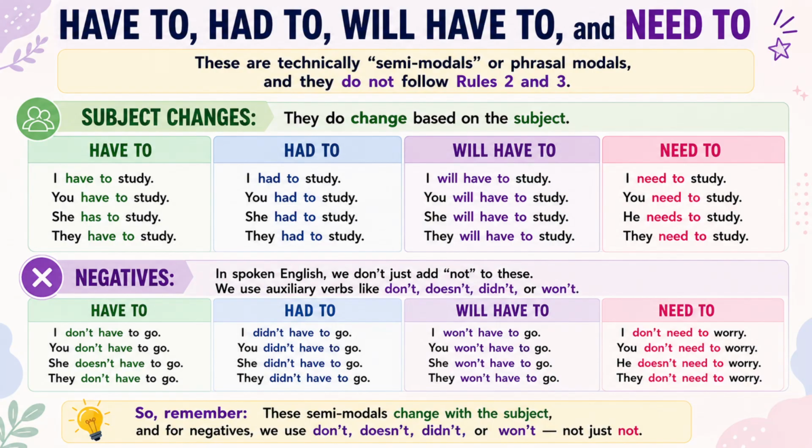For will have to, I won't have to go. You won't have to go. She won't have to go. They won't have to go. For need to, I don't need to worry. You don't need to worry. He doesn't need to worry. They don't need to worry.